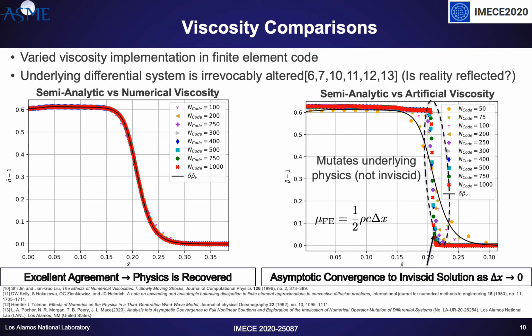Physics is recovered. However, when artificial viscosity is implemented, we note that a physical length scale associated with physical viscosity is recovered at one resolution. This changing length scale of the numerical operator mutates the fundamental underlying physics in an asymptotic manner. A truly viscous solution is approximated, not an inviscid solution.